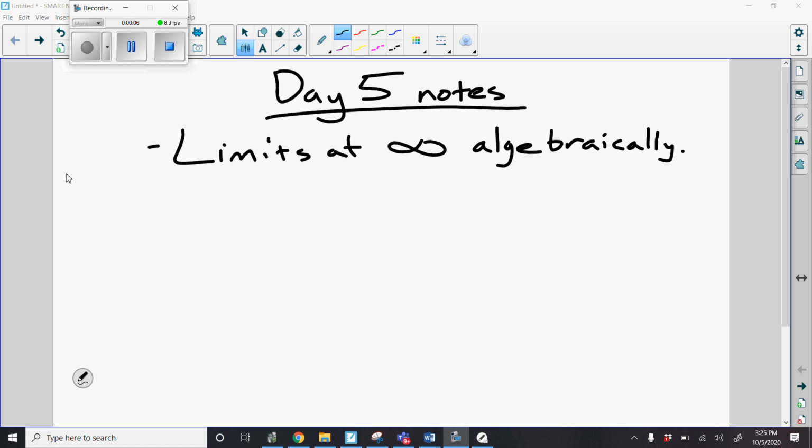I'm just going to come at you today with hopefully a shorter note, just looking at evaluating limits at infinity algebraically and some concepts we can use to help us solve these.